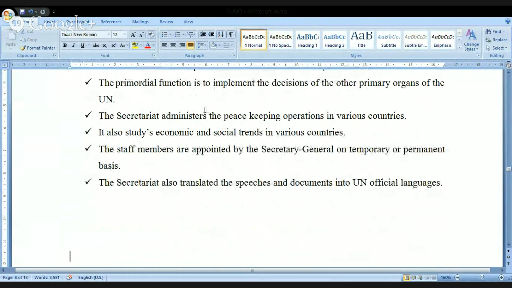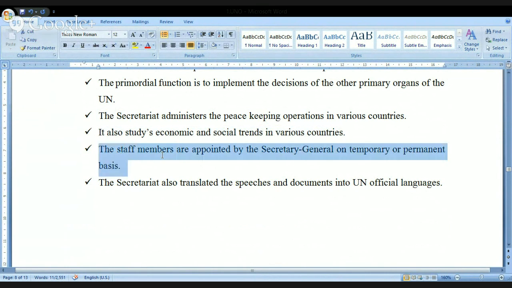The Secretariat administers the peacekeeping operations in various countries. Decisions are taken by the Security Council and administered by the Secretariat. It also studies the economic and social trends in various countries, and the staff members are appointed by the Secretary General on a temporary and permanent basis. That's the reason even from India some of the people will go there and work and come back, either on a permanent or temporary basis. Look at the last point here. This is another important point.